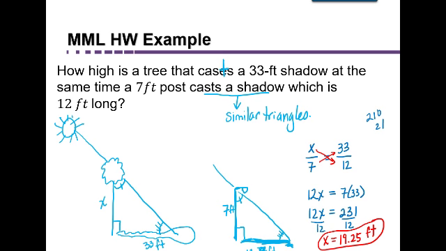All right, so that's the end of that one. Again, I just want to point out that when you see the cast a shadow thing, that usually means it's similar triangles. So start trying to set up a diagram where you can compare the proportions.